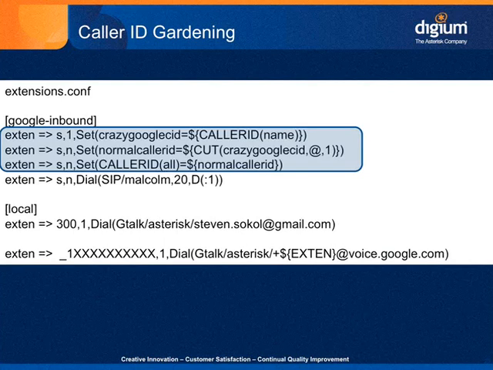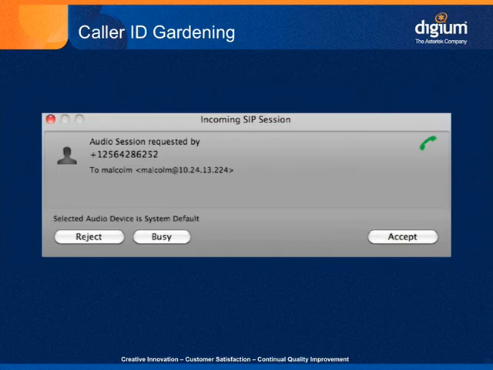Here, we're going to set the caller ID name field to a new variable called Crazy Google CID. And then we're going to create a new variable called normal ID, normal caller ID. And we're going to use the cut function on Crazy Google CID to cut everything on the left side of the at character. And then we're going to take the contents of this new normal caller ID variable, and we'll set it to the channel caller ID variable that we're going to use before we dial our SIP phone. So this means that our caller ID is going to look like this, a little bit better, right? That's a friendly one. You can deal with that.